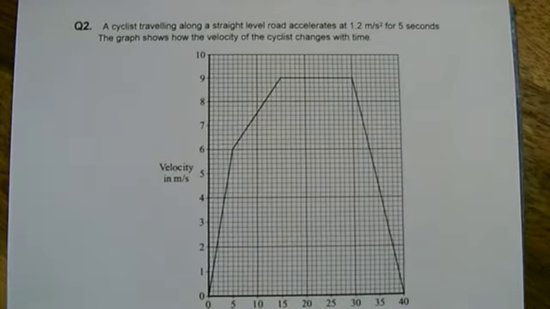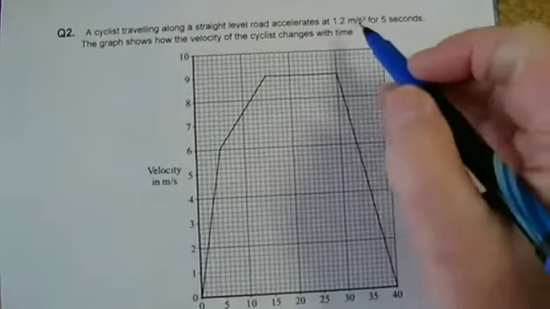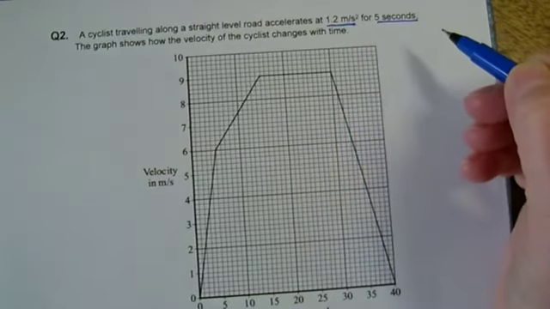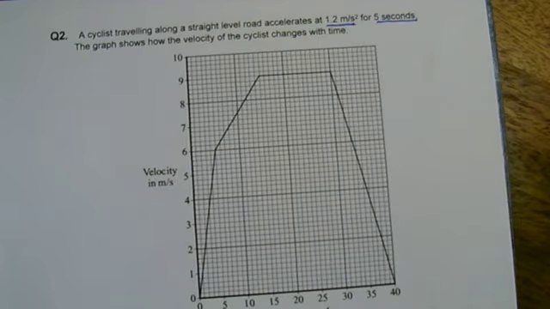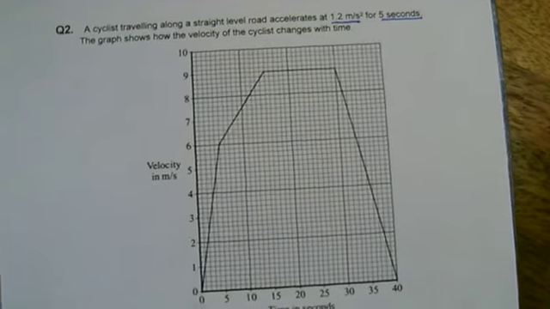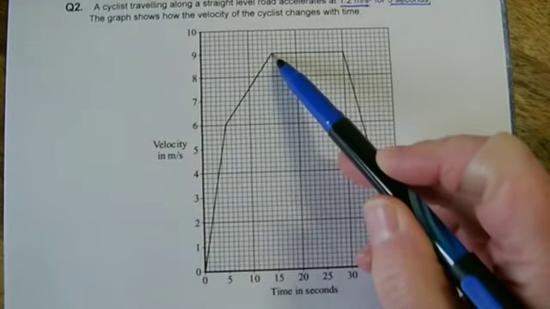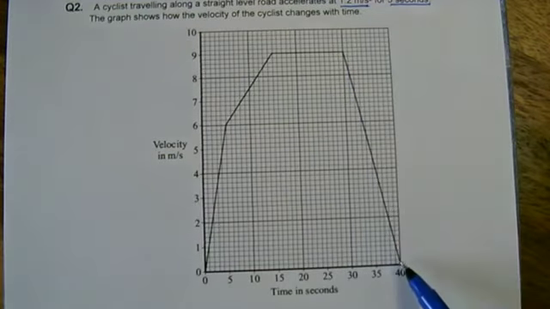Question 2. So this time I've got a velocity time graph for a cyclist. The context doesn't matter very much. It gives us some information at the start: accelerates at 1.2 meters per second squared for 5 seconds. Okay, but it doesn't tell us to do anything with that yet. So there's our graph. We can see velocity increases, velocity still increases but not as much, constant speed for a little while, and then velocity decreases, decelerates again.